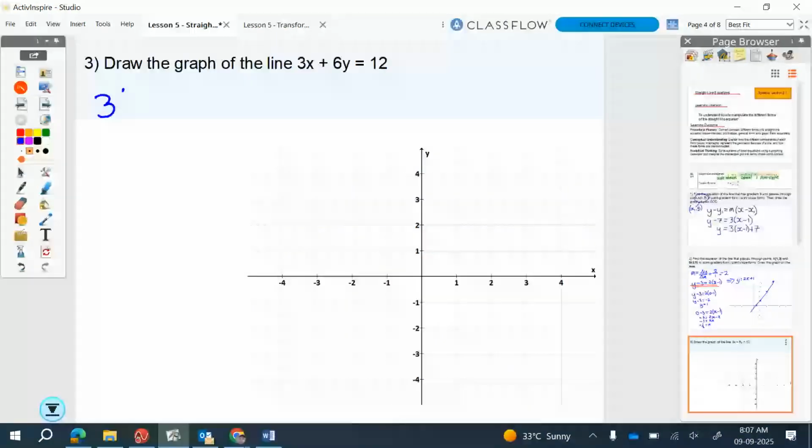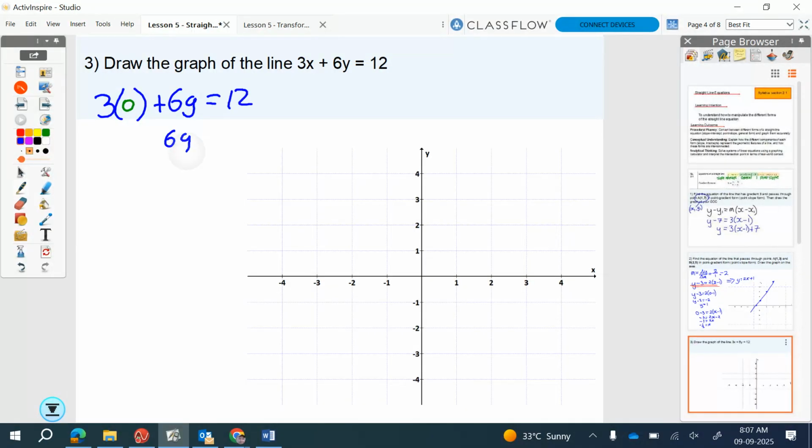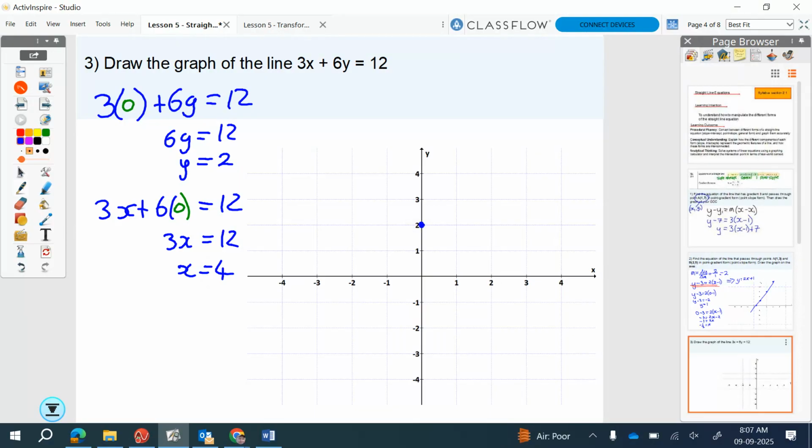I'm going to put in 0 for x here, plus 6y is equal to 12. I'm going to get 6y equals 12. Y equals 2. I'm going to try again for the other one. 3x plus 6, put in a 0 this time, equals 12. 3x equals 12. X equals 4. Sorry. So this one is going to go through (0, 2), and it's going to go through (4, 0). You draw a straight line through that.